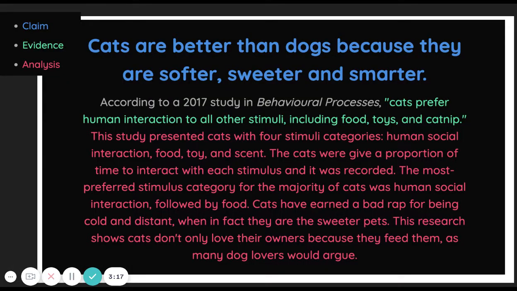Let's look at an example. The claim is in blue, the evidence is in green, and the analysis is in red. Pause the video now and read it to yourself. Next, I will read it aloud.